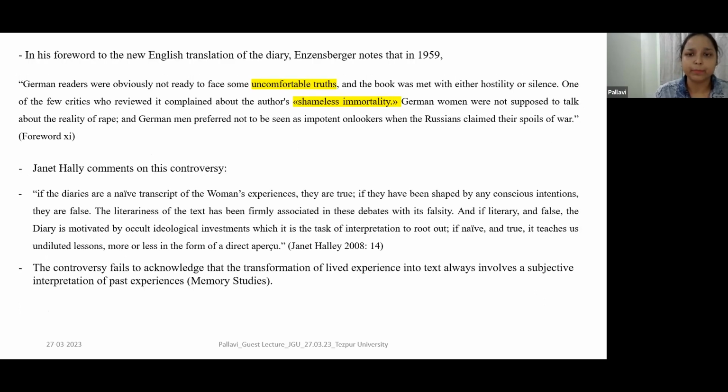The main point here is that Enzensberger writes in 2015 that this diary met with negative reviews in 1959 because it asks people to face some uncomfortable truths, and also shameless morality is there in the book, which we will encounter later on. There are positive remarks by Jan-Helge on the book, but the controversy fails to acknowledge that the transformation of lived experiences into text always involves a subjective interpretation of past experiences, and we can understand this through memory studies.